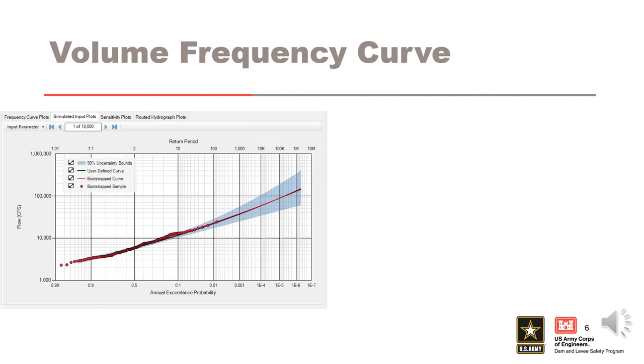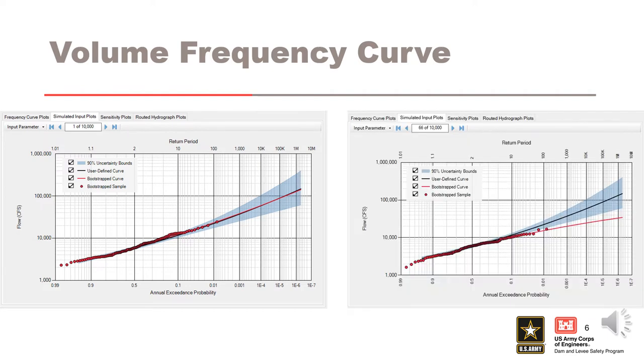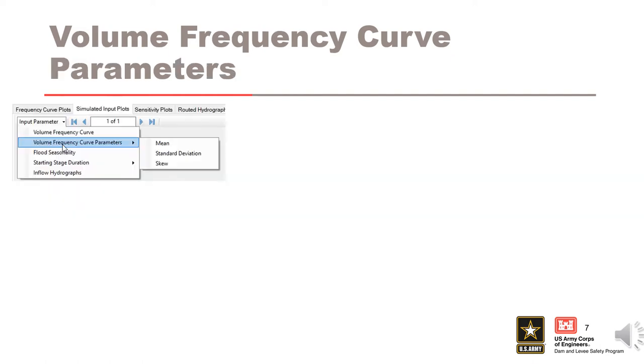The first simulated input plot we will examine is the volume frequency curve. When you select this plot, you will see the user-defined volume frequency curve and the sampled curve for the first realization. As you toggle through realizations using the arrow buttons, the plot will change, showing the sampled volume frequency curve for each realization.